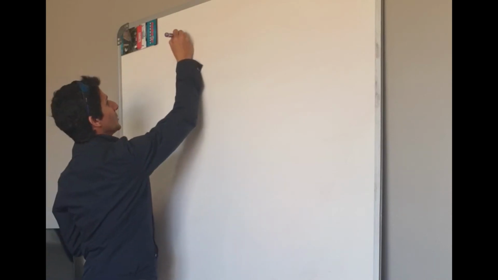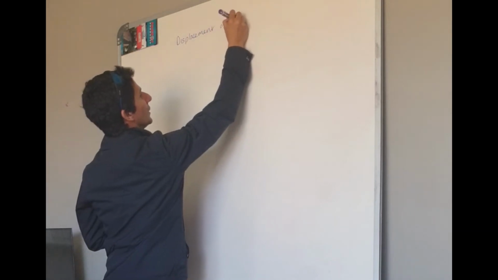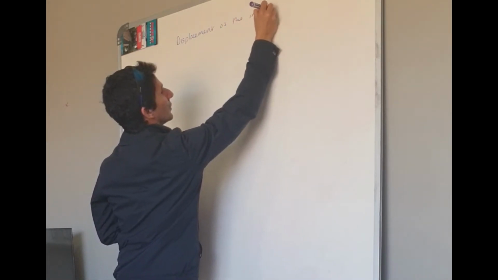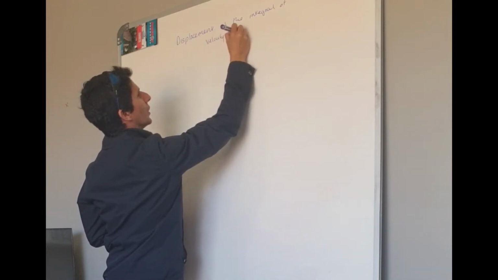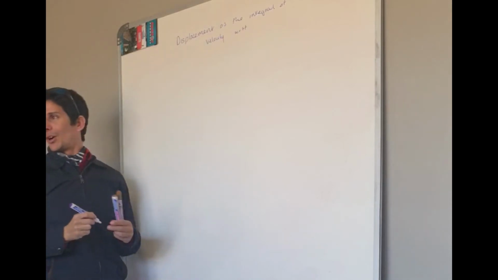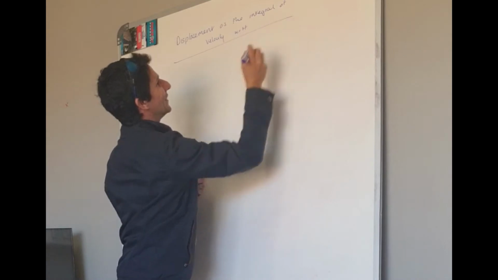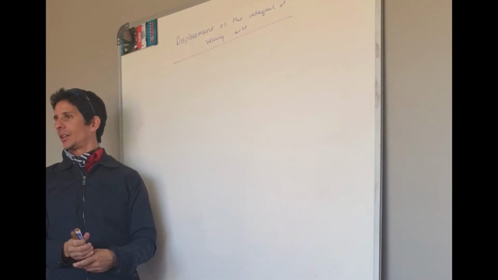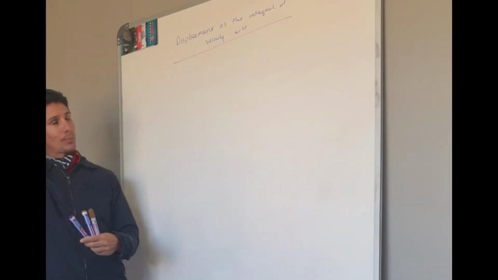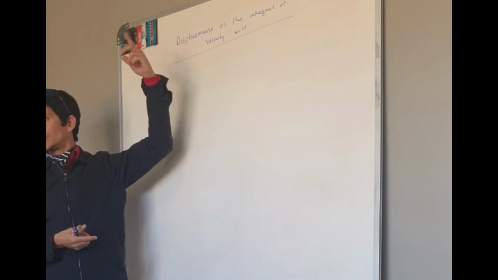So what is the name of the topic, Dominic? Displacement as the integral of velocity with respect to time. As the integral of velocity, with respect to time. WRT T, because I'm not writing that out. So, what was integration? Integration was going upper level now. Yes, and we're going upwards. So this just means that if I have velocity and I integrate, I can get back to displacement.